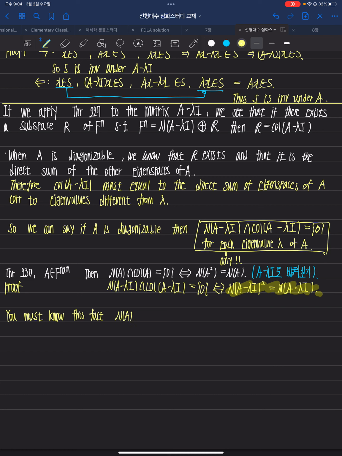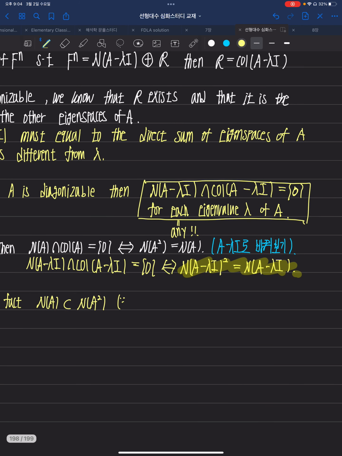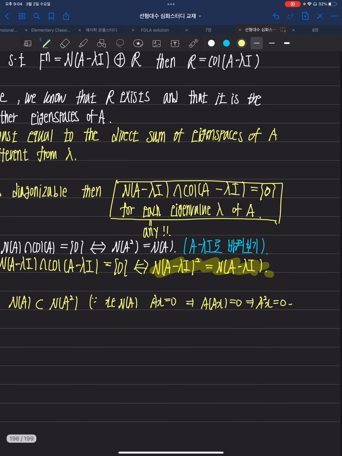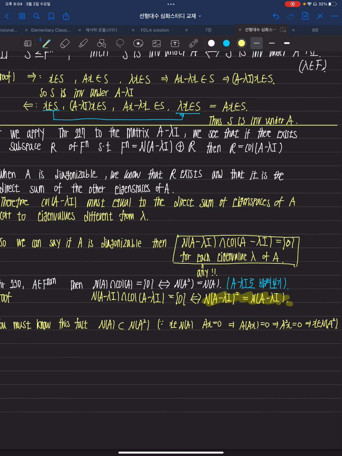The null space of A is a subspace of the null space of A squared. Why? If X is in the null space of A, then AX is 0, so A squared X is 0. So X is an element of the null space of A squared.